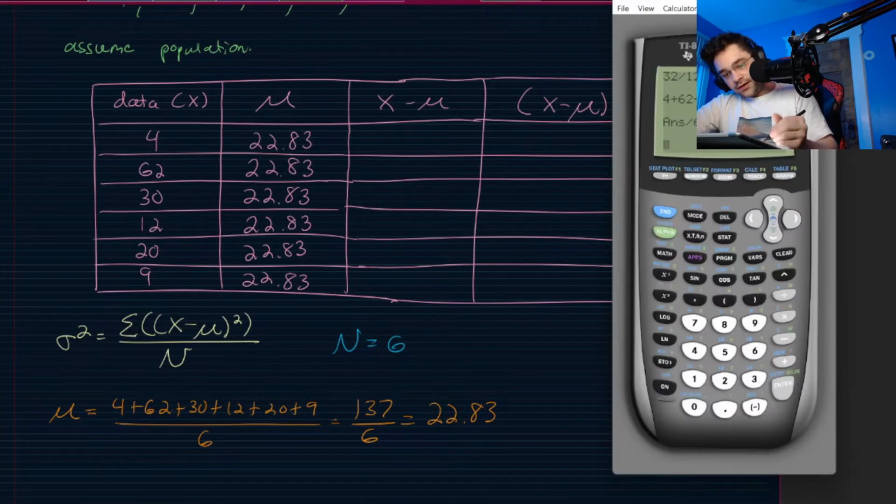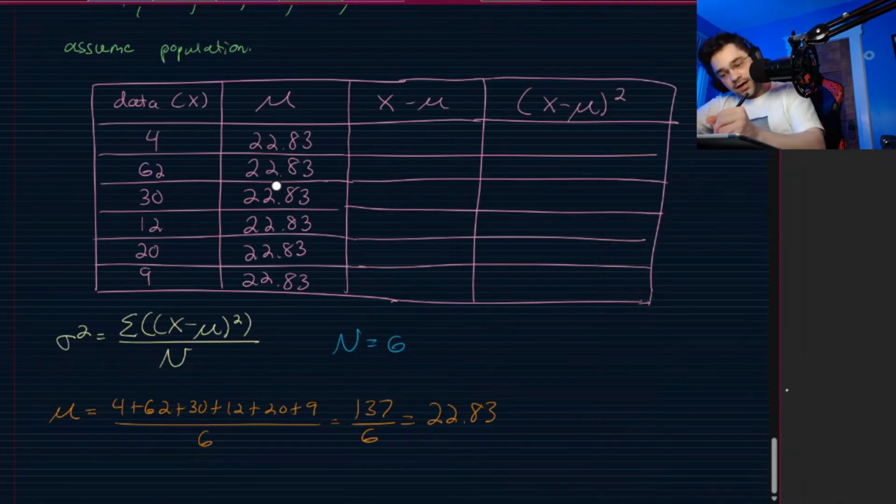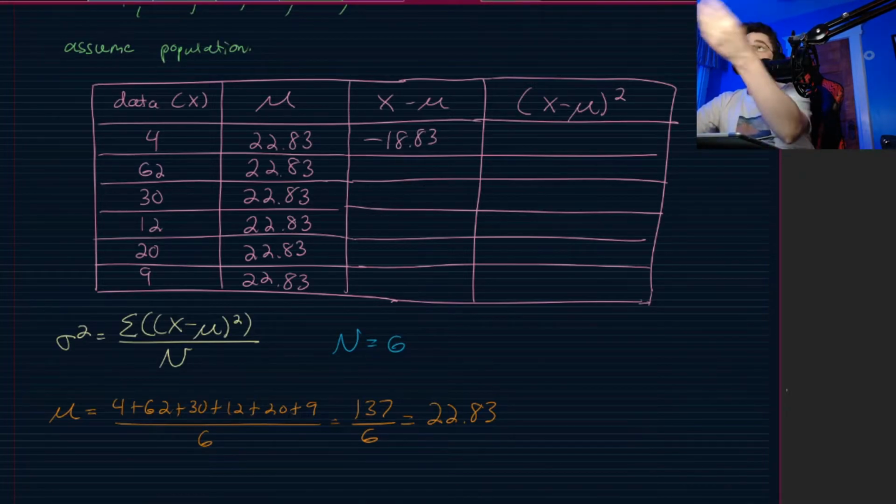So what do we get here? 4 minus 22.83. It's negative 18.83. It's a negative value, but it's going to end up getting squared in the next column anyway. Whenever you square a value, it becomes positive, no matter what, right? Two negatives multiplied together make a positive. Two positives multiplied together make a positive. So that's one reason behind the squaring, actually.